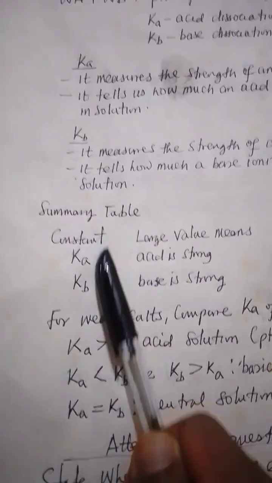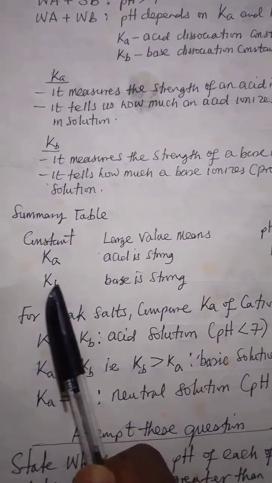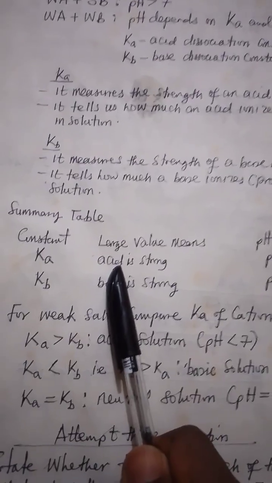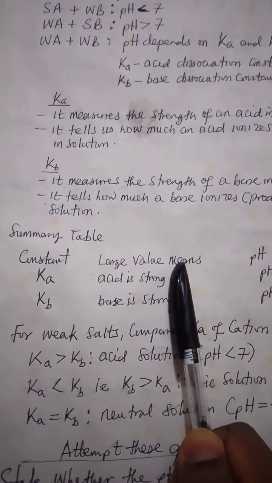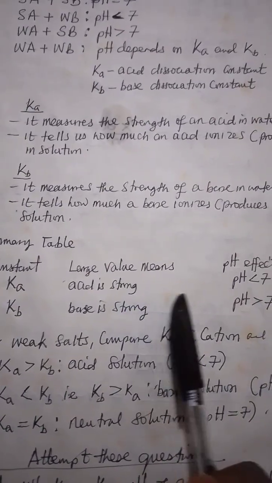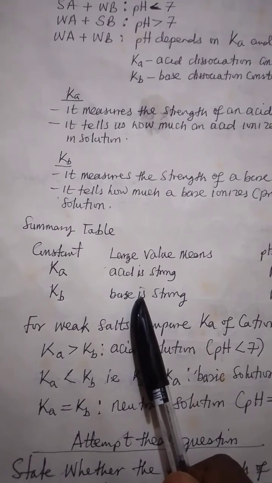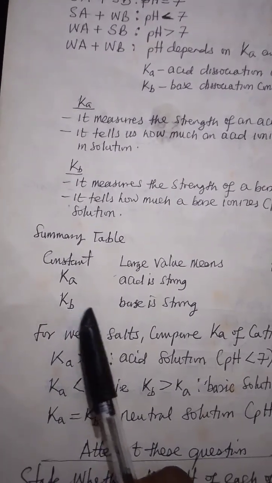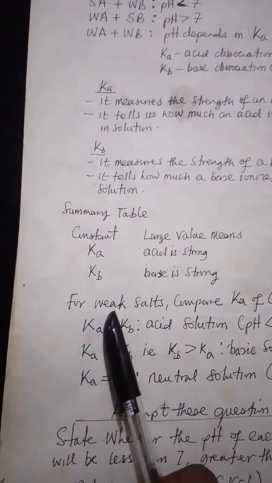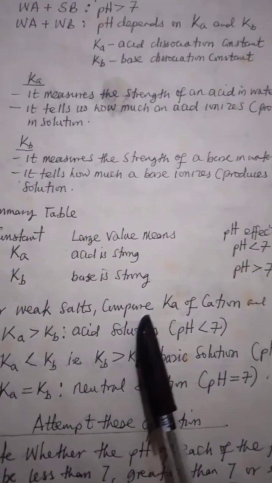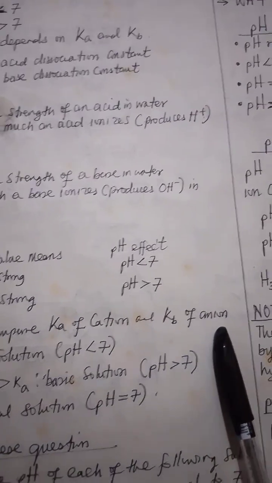These are the constants now, that is the acid dissociation constant and the base dissociation constant. If the value of the acid dissociation constant is large, then we say that the pH will be less than 7. If it is large for the base dissociation constant, we say that the pH will be greater than 7. That is, for weak salts, we compare the Ka of the cation and the Kb of the anion.